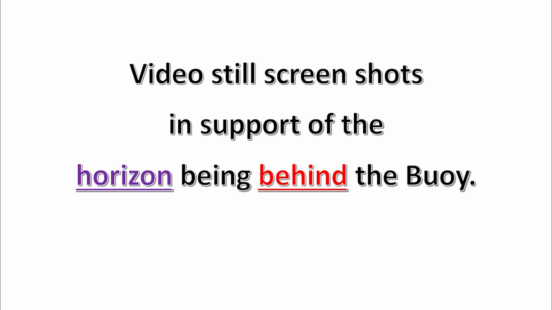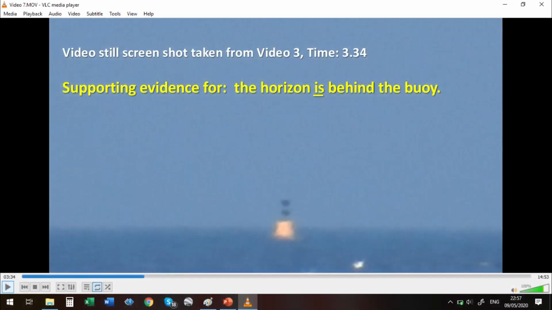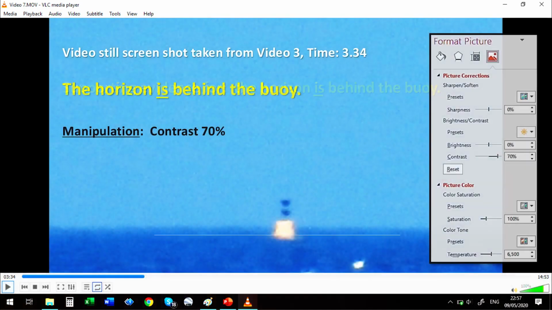Video still screenshots in support of the horizon being behind the buoy. Video still screenshot taken from video 3, time 3 minutes 34 seconds, supporting evidence for the horizon is behind the buoy. The horizon is behind the buoy. Manipulation, contrast 70%.